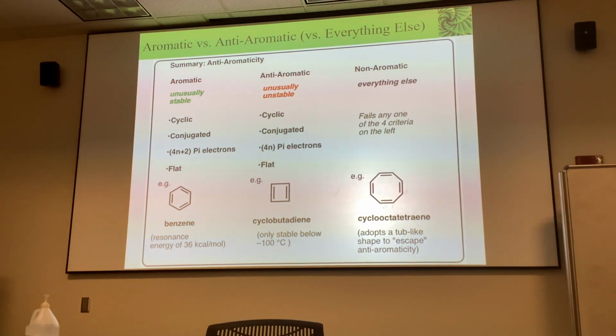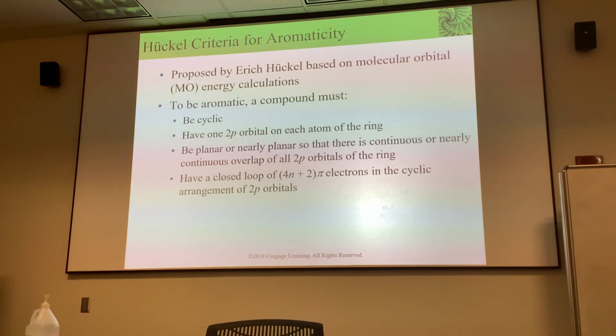So we talked about aromaticity yesterday, right? So aromatic compounds have some requirements. Here's the list. They have to be cyclic. They have to have a 2p orbital on every atom of the ring. And if it's an empty orbital or a lone pair, you can just decide that that's a p orbital. You need to be planar or nearly planar so that there's continuous overlap of all of those p orbitals.